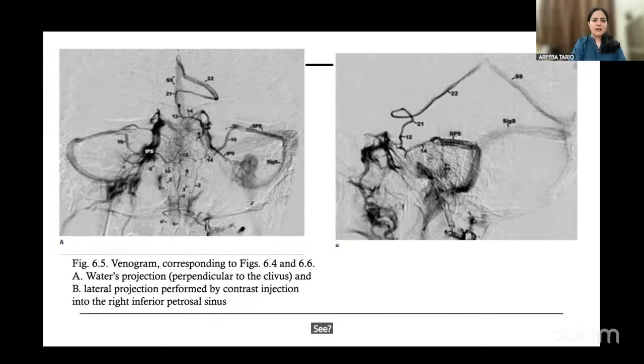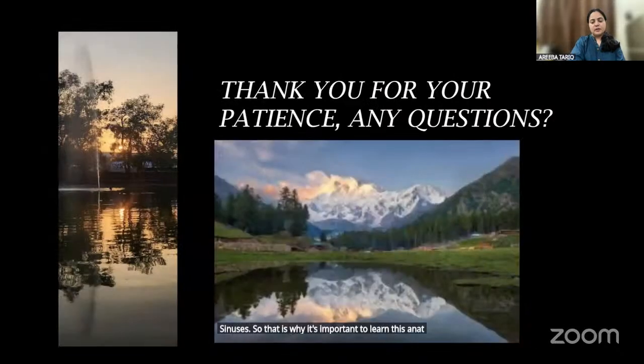See, and what else we can see? The veins of the brainstem here, sinuses. So that is why it's important to learn this anatomy. I hope I have not bored anyone yet, and I'm open to questions now.